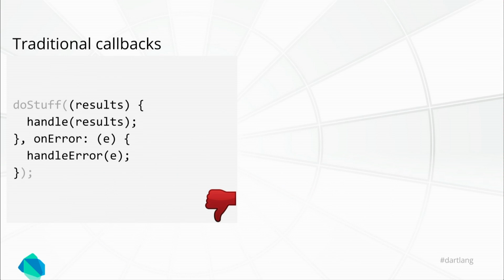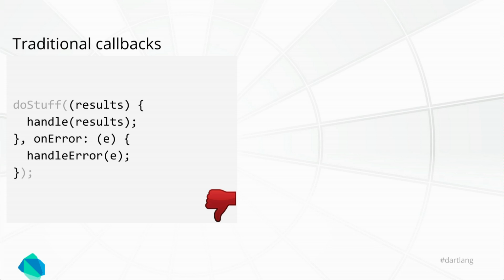So first, let's take a look at futures. A future is a promise that there will be some value delivered to you at some time in the future. In fact, in JavaScript libraries, the concept is often called promises. So first, let's look at a callback example here. doStuff is an asynchronous method. It takes as a first argument a callback that will be invoked when it's done, and as its second optional argument, an error handler. So this is what a callback-based API would look like in Dart.